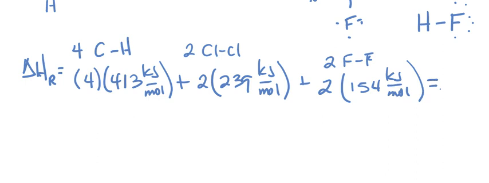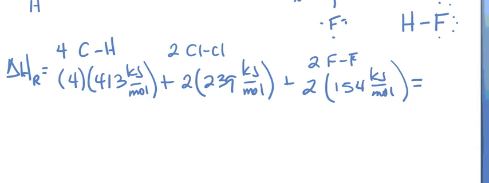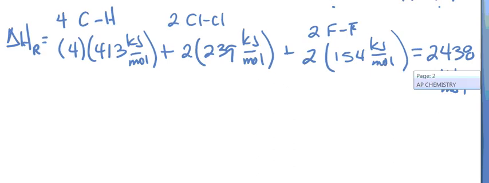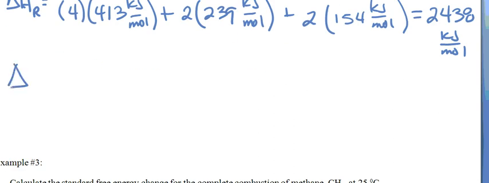And I'm just going to do it like this, just to kind of clean things up. I don't have enough paper, or I should have done it landscape. But let me do this. So 413 plus 2 times 239 plus 2 times 154. So the total amount of energy that was used to break these bonds was 238, and that's in kilojoules per mole. Okay. So now what I want to do is find the heat of the products.